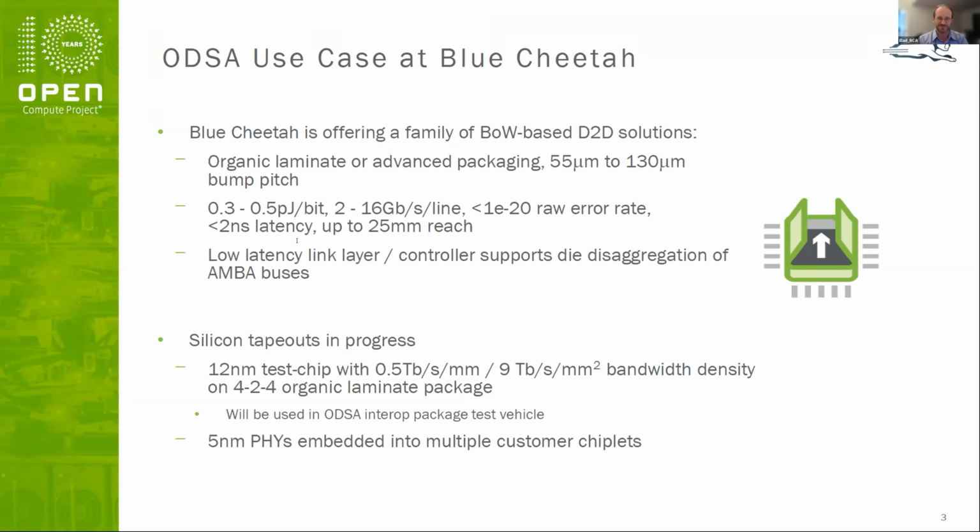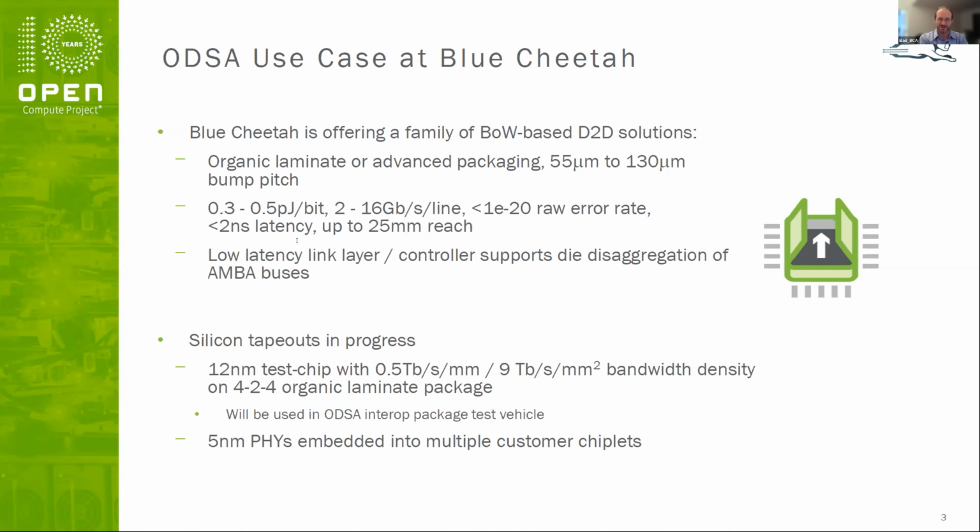Less than 1E-20 raw error rates, less than 2 nanoseconds latency, and up to about 25 millimeters reach on these organic laminate packages. Furthermore, there are indeed low latency link layer controller solutions that we offer that support die disaggregation of AMBA buses. These are based on the link layer specification that is also being developed in the working group.